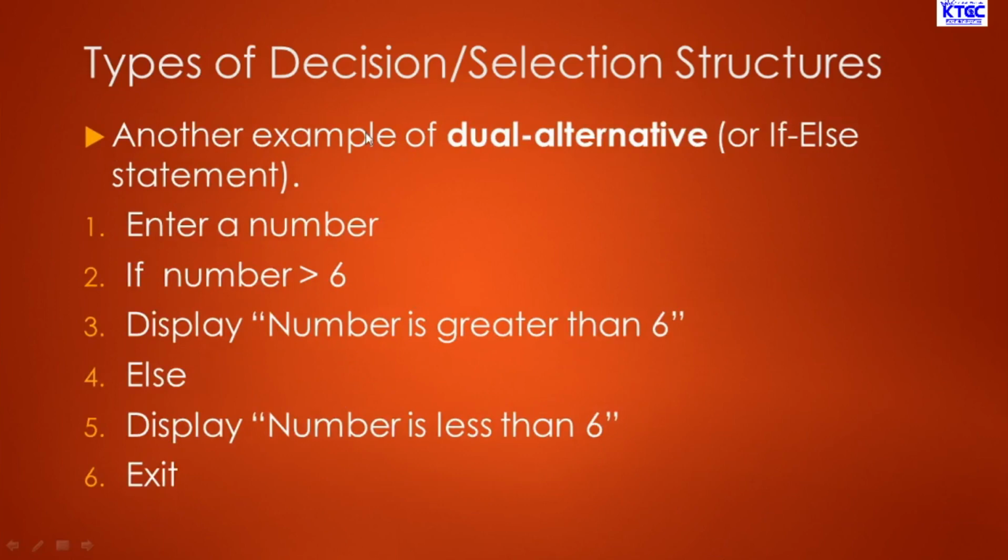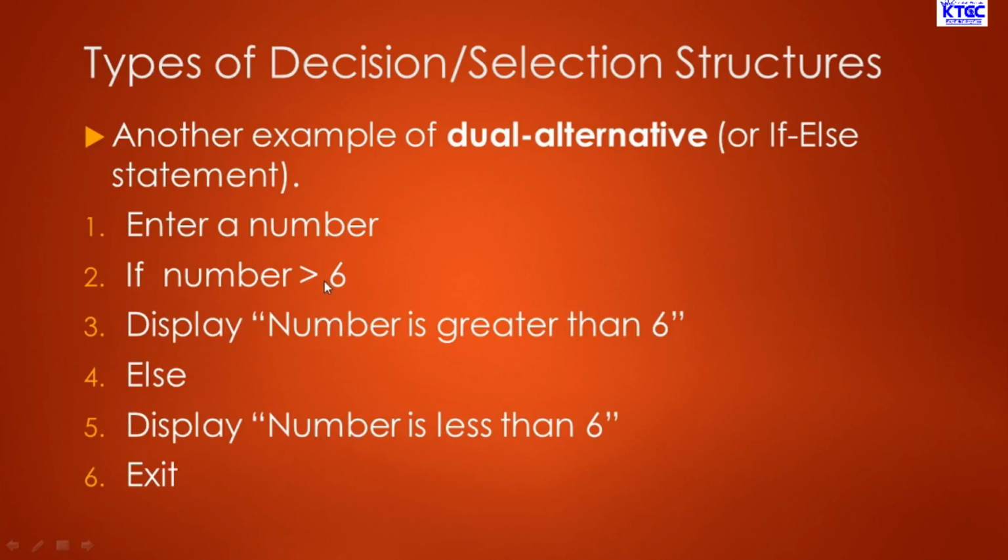Good. Another example of dual alternative written in pseudocode. This is just a simple example. Say enter a number, so you enter a number. We're using the same example as the single alternative so that you can understand better. If number is greater than 6, display number is greater than 6. So you have the first alternative here. Else, you have the second alternative.